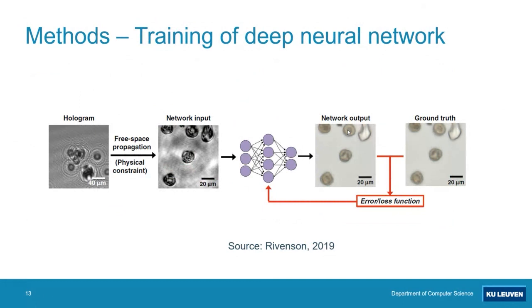And now we come to the training of the deep neural network. As you can see in this flow, the hologram will first be pre-processed using free space propagation, and then it becomes the network input. We use this to train the network, and it gives out our output. We need to compare the network output and the ground truth, which is the actual images we want to see, and compute the error and the loss function between those two, and we use this function as feedback for the network. In the end, we want this error and loss function minimized as much as possible until it reaches our criteria. Then we will see that this network is well trained for our reconstruction task.